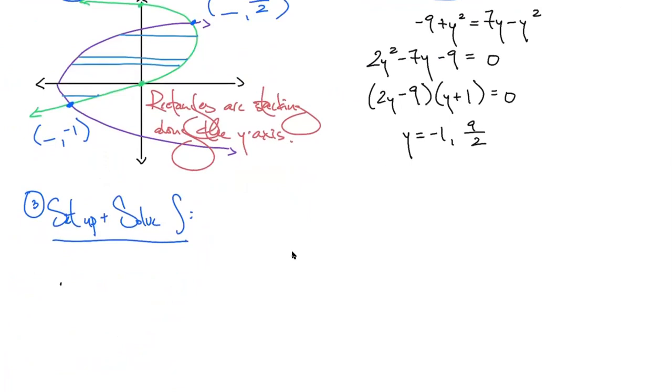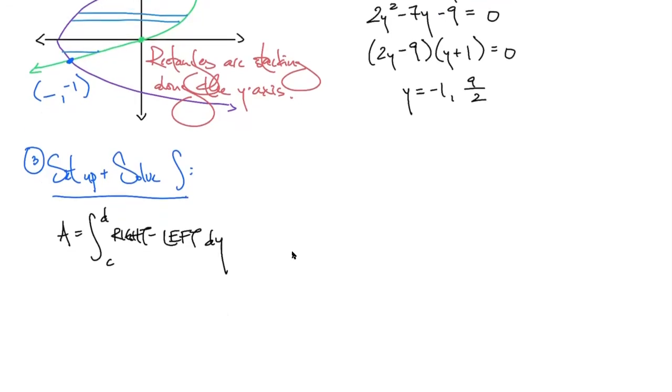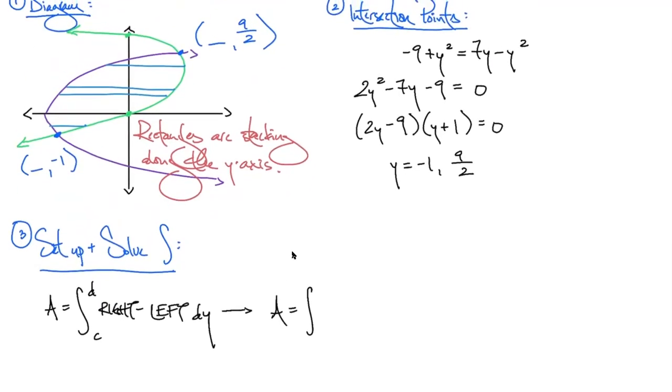And you know I like to write out that formula and make sure that I'm matching everything in the right place. Okay, so integral of c to d, right minus left dy. So we'll get the integral of, now these c and d we said earlier are y values, right? Because we have a dy at the end. All of the equations we're going to be using have y's in them. So our bounds should also be y values, okay?